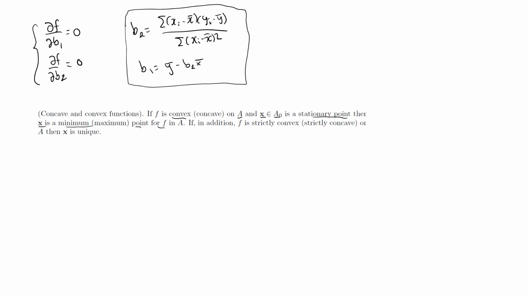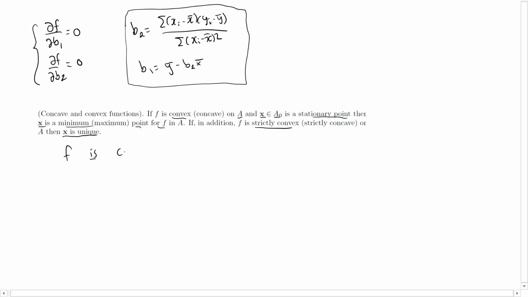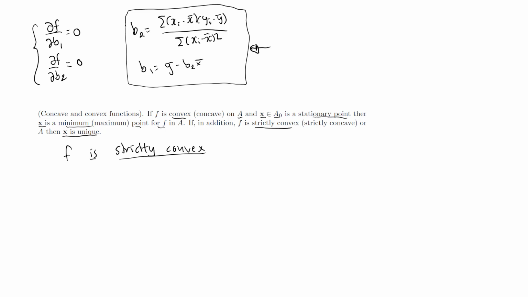You can also go beyond that. If f is strictly convex, then this x value is the unique minimum point. It will be the unique global minimum point of this function f. So what we're going to show now is that this f function is strictly convex. Then it will follow that this stationary point that we have found is a global minimum of the RSS function.